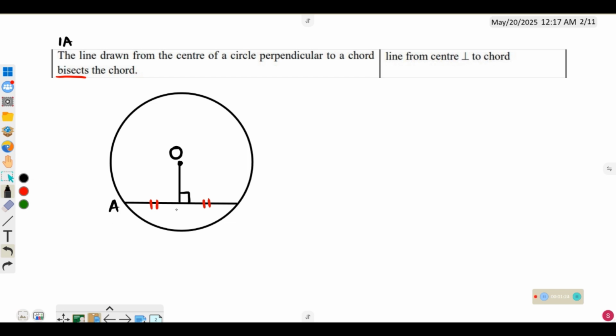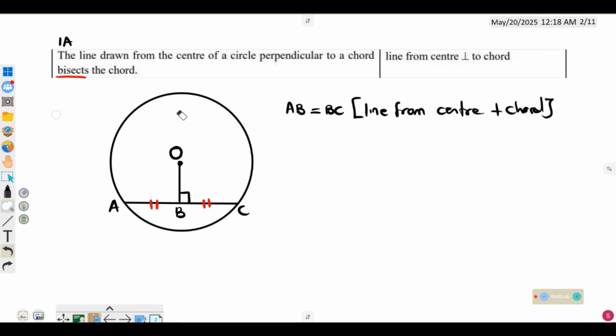So if we have this as A, B, C, the conclusion that you can draw there is that the line AB is equal to BC, and the accepted reason for that, as you can see, is the line from center perpendicular to a chord. So each time you use this theorem, this is the appropriate reason to use.